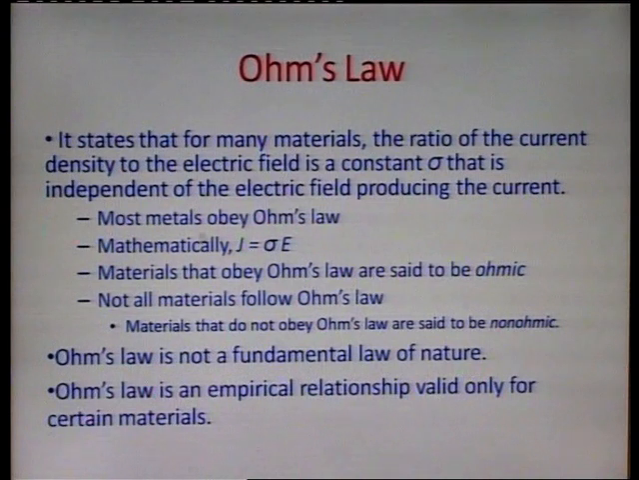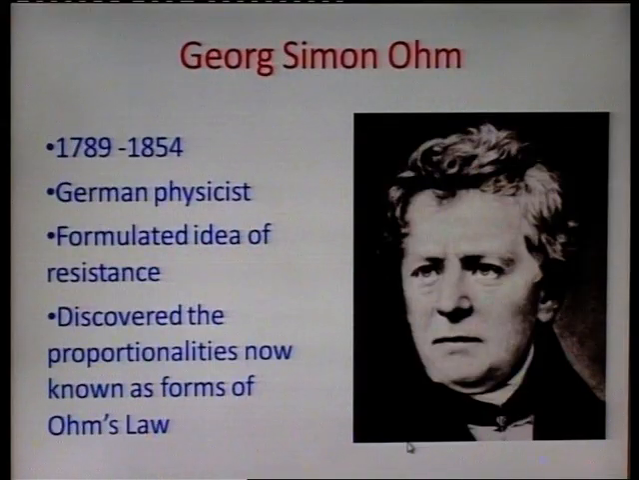So, sigma is J upon E, where J is current density and E is electric field, or J is equal to sigma into E. Those materials which obey Ohm's law are called ohmic materials, but all materials do not obey this law, and the materials which do not obey it are called non-ohmic. Basically, this law is not a fundamental law of nature. It is an empirical relationship which is valid only for certain metals.